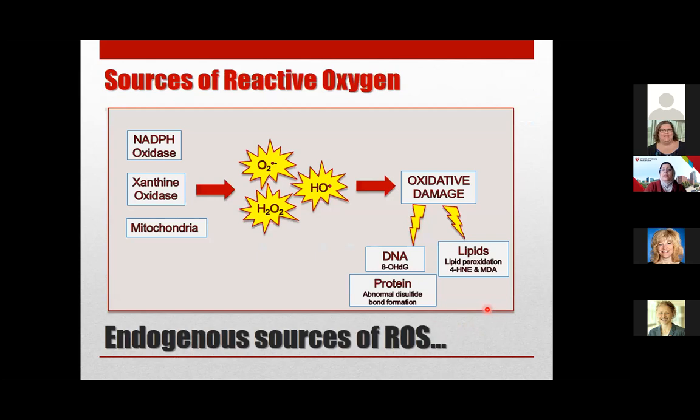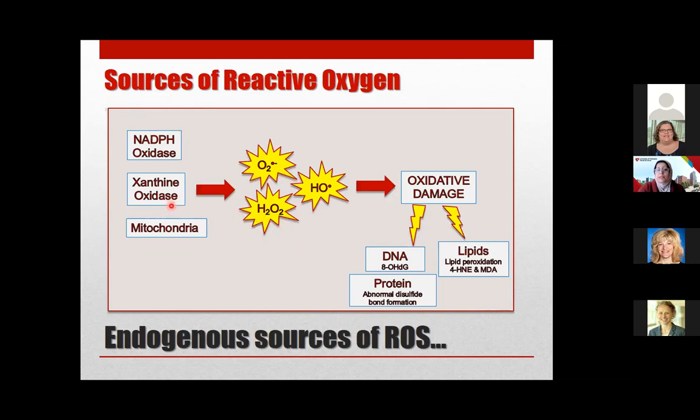So what are then the sources of these reactive oxygen species? Actually, we have endogenous and exogenous sources. The endogenous sources of ROS include NADPH oxidase, which is a membrane-bound enzyme that passes electrons from NADPH and NADH to molecular oxygen, which can lead to generation of superoxide and then to subsequent generation of other damaging species of ROS.